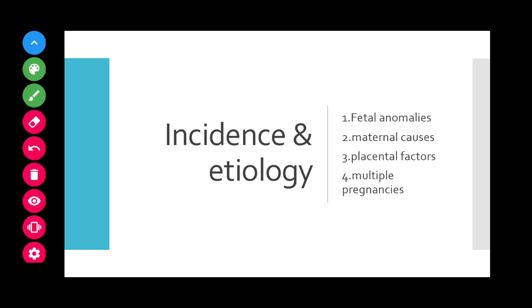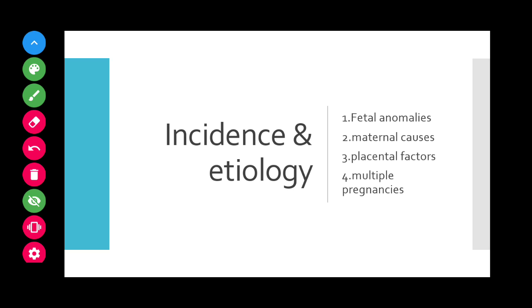Let's see the incidence and etiology. Polyhydramnios occurs in 1 to 2% of pregnancies. It is more common in multipara than in primipara. Minor degrees of hydramnios are fairly common, occurring in 1 in 1000. The exact etiology or exact cause of excessive accumulation of amniotic fluid is still speculative, that means unknown.